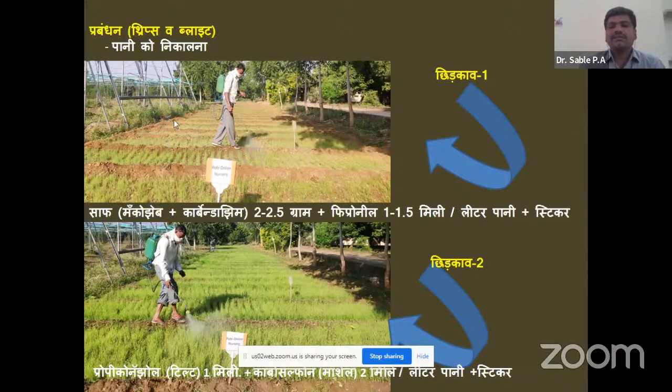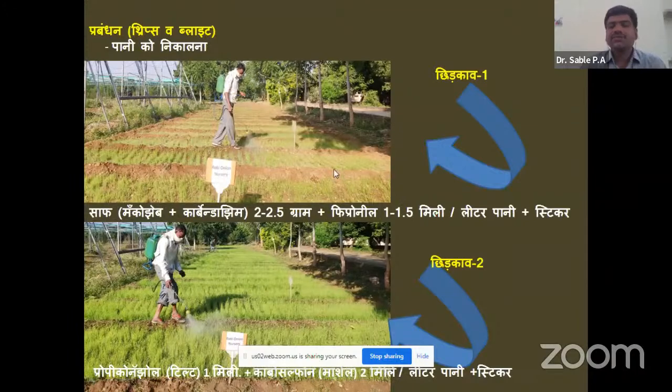As we know, the spread of pests and diseases takes place only from the nursery stage into the main field. So healthy and best quality seedlings should be prepared for transplanting of vegetable crops. Here we can see thrips and blight infestation, and how we can minimize or manage this problem at the nursery stage. Here we can see the first spray of mancozeb plus carbendazim at 2.5 gram per liter of water along with cupronil. The cupronil is for thrips control, 1 to 1.5 ml per liter of water.